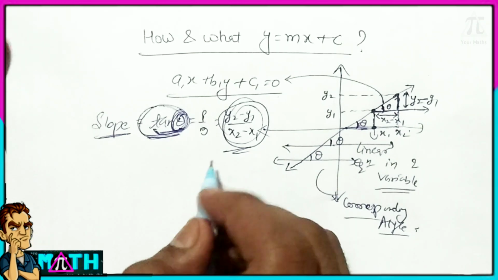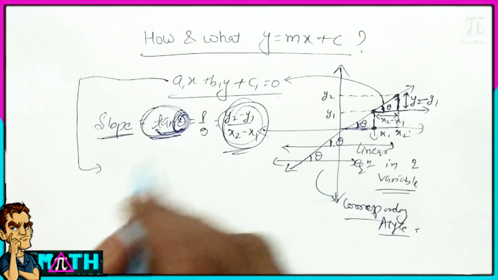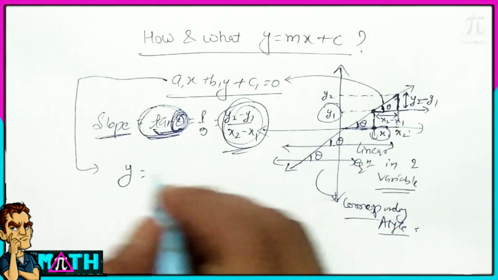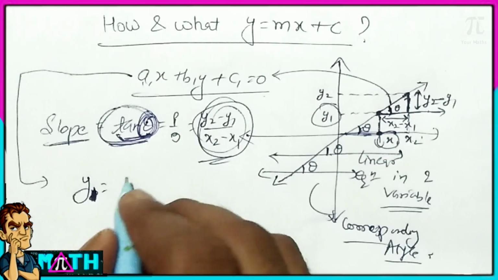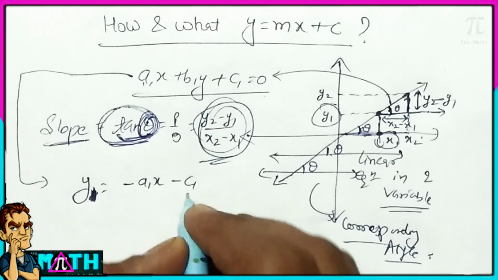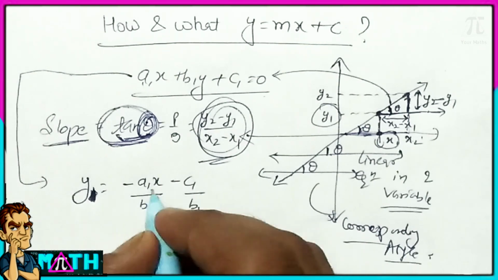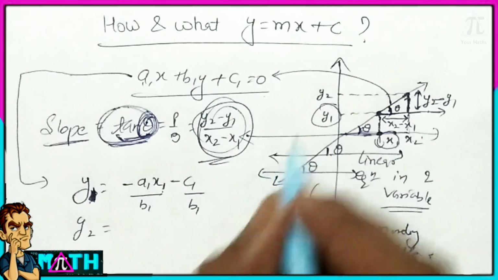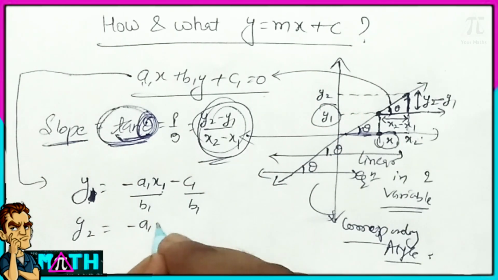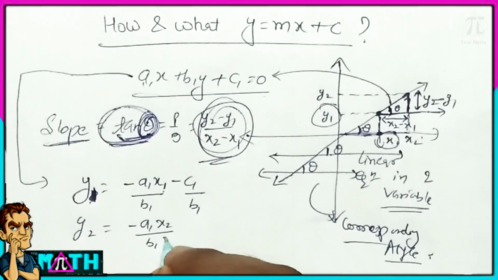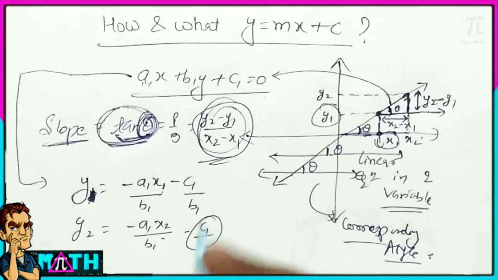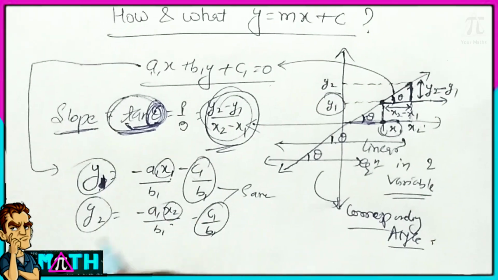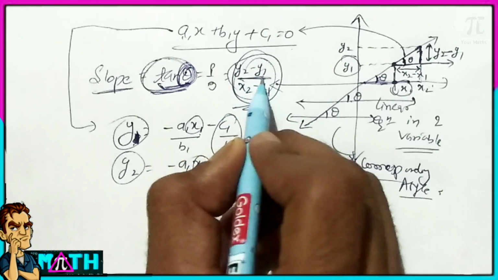Now let us use this linear equation in two variables and try to find out what happens at y1. So at y1, x is x1, so y1 is minus a1 x1 upon b1 minus c1 upon b1, and as you know, when you put y2 you get x equal to x2. So y2 is equal to minus a1 x2 upon b1 minus c1 upon b1, in which c1 upon b1 is constant and also the same. Now what we will do is subtract y1 from y2.